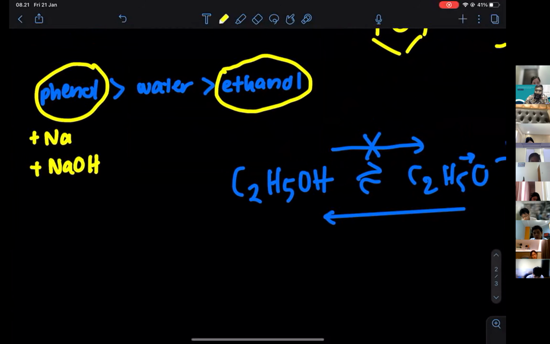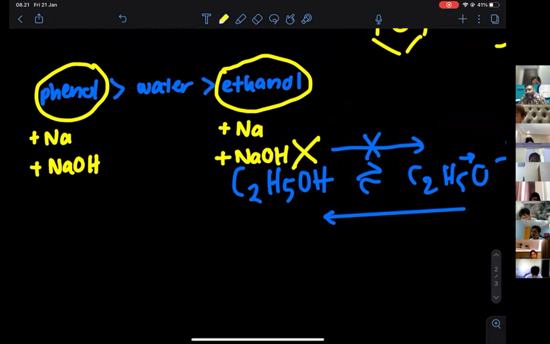But just now we have learned that ethanol is not a very good weak acid. So it can react with sodium, but when you react it with sodium hydroxide, there is no reaction. Why? Because it is not a very good weak acid, so there is no reaction. But for sodium, yes.